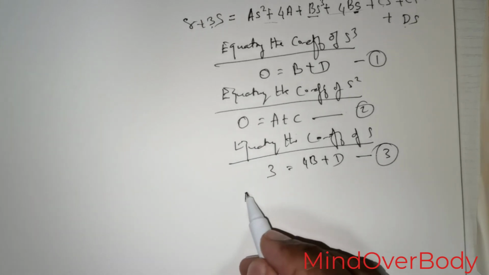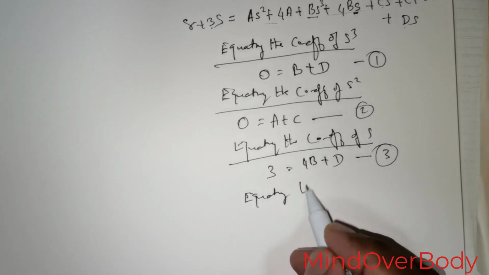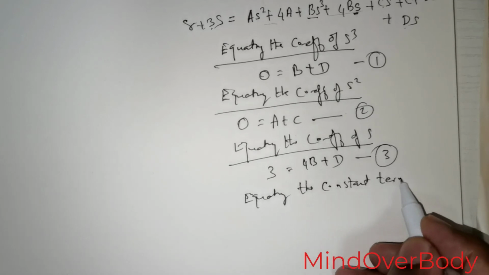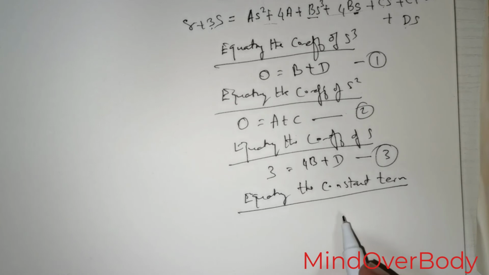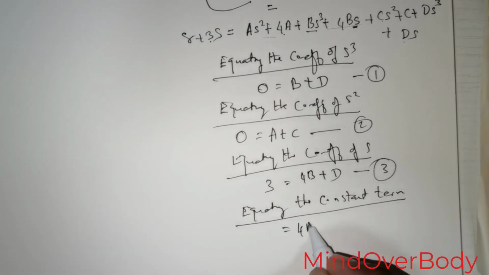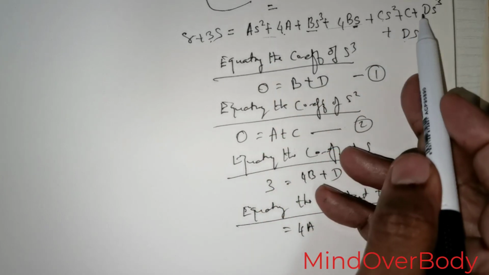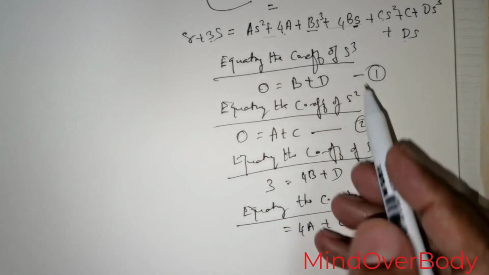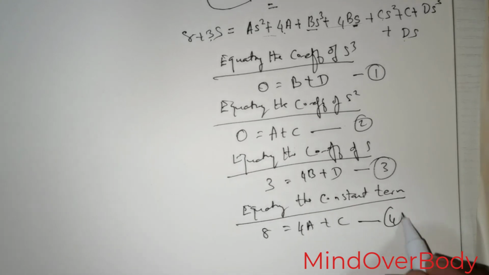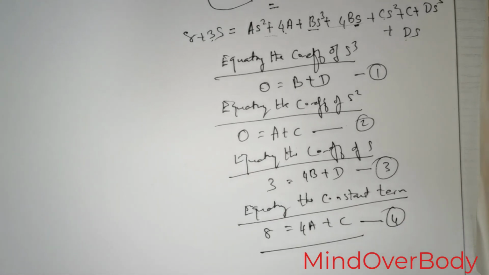Next, equating the constant term. So what is the constant term? I got a 4a here, then I get a c there. Anything else on the left side? I get an 8 there. So this is going to be 4. So I've got 4 systems easily.